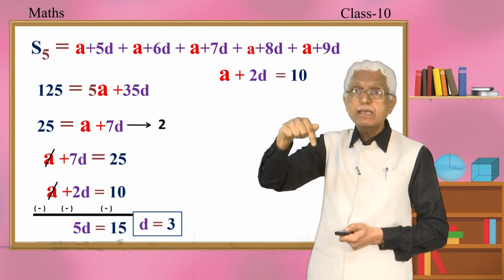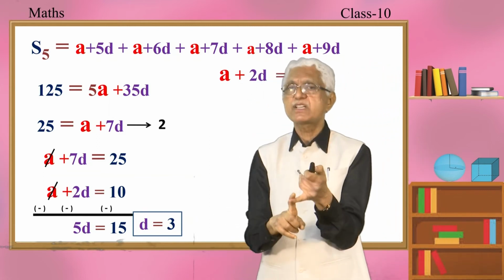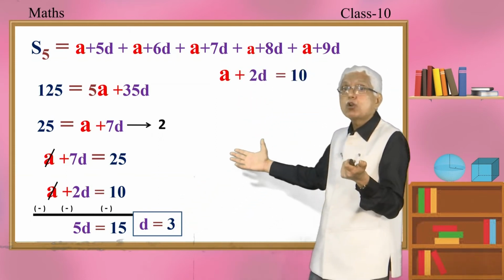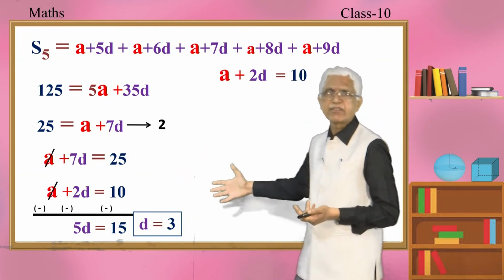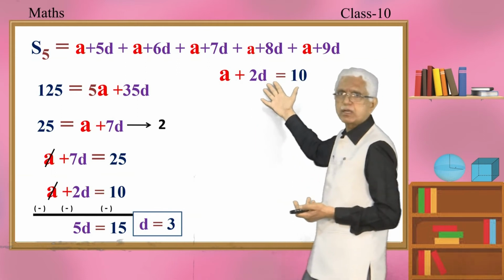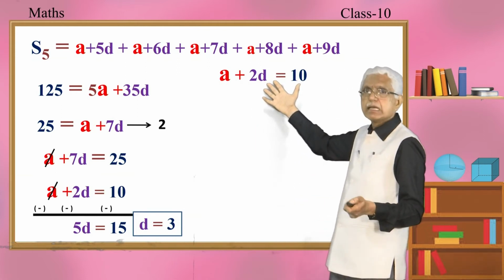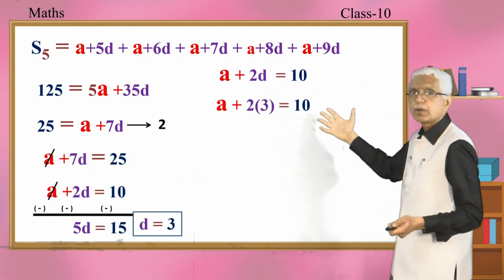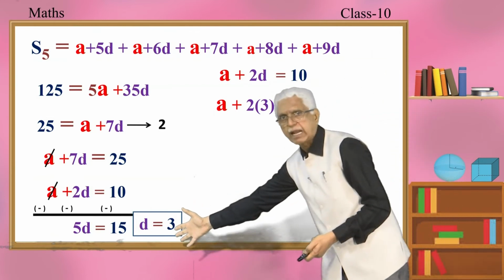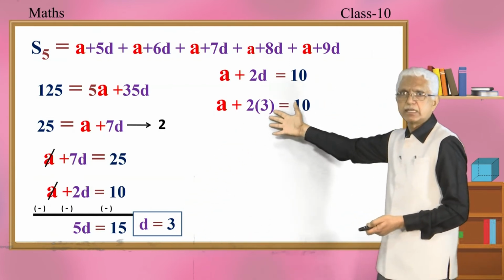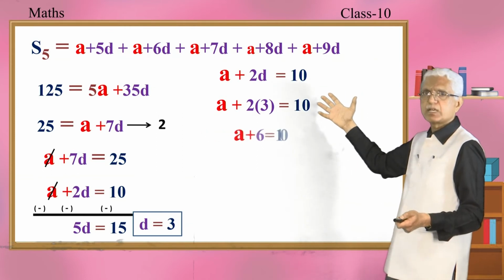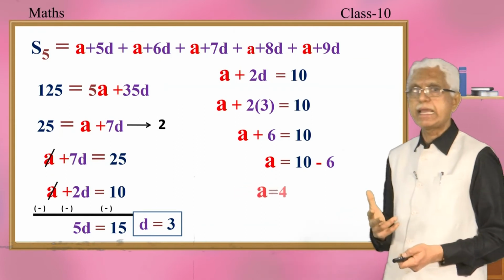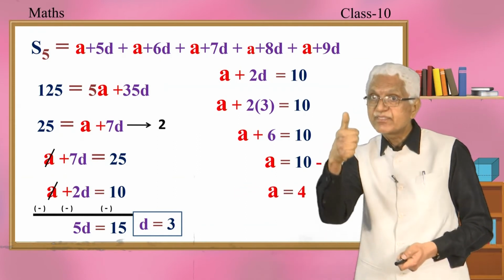To write the AP, I should know the first term and the common difference. Just now I found the common difference, but I do not know the first term. So I will take any one of the equations, A plus 2D is equal to 10. I do not know A, so I write it as it is, plus 2 into D. D we have calculated as 3. Substituting it here, 2 threes are 6. So A plus 6 is equal to 10, and further simplification, A is equal to 10 minus 6, and A is equal to 4. So you got the first term.